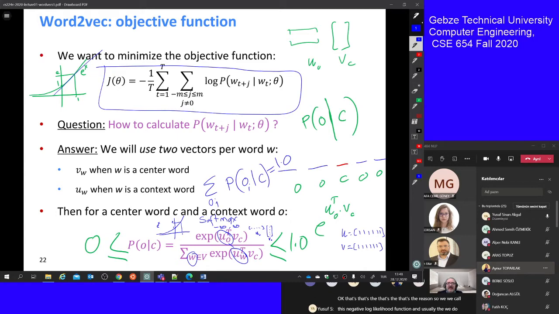So we add. Can somebody tell me what this M is? I am asking exactly the same question that I asked last time. It is the window size. Yeah, for the center word. What window should I look at? Like 5 words before, 5 words after, etc. That's what we should do, right?